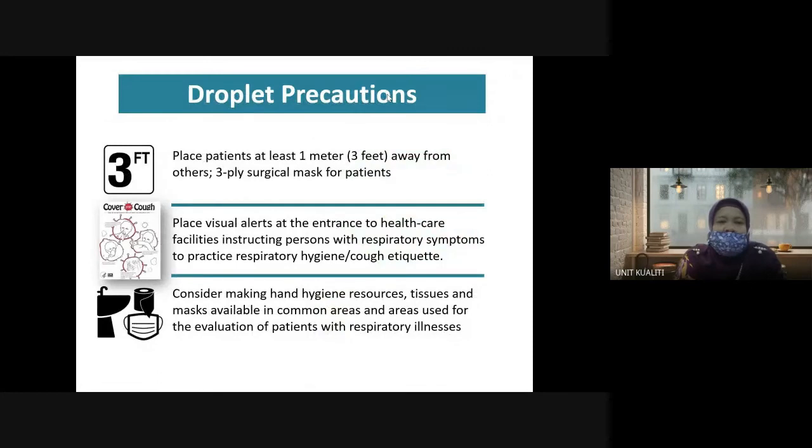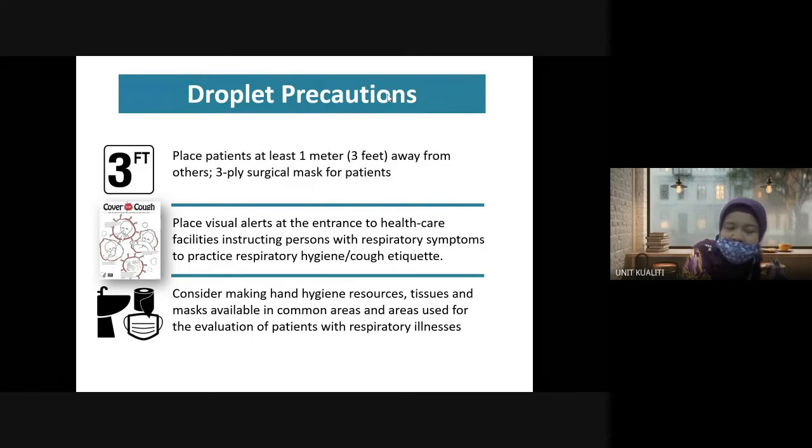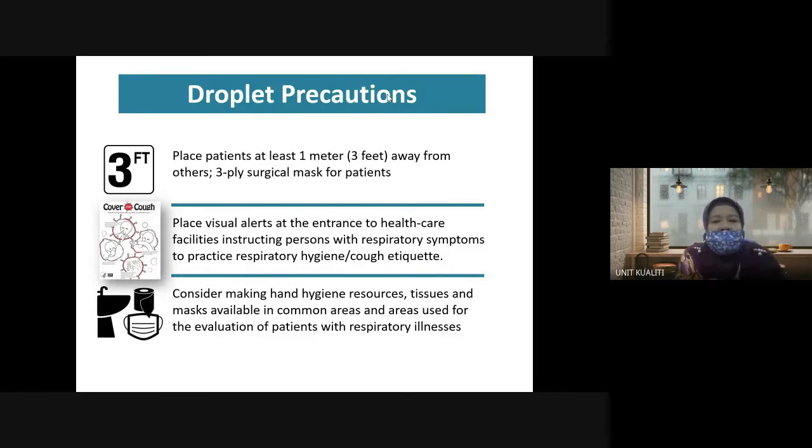Okay, for this patient, we must place the patient at least 1 meter or 3 feet away from others. We must apply a three-ply surgical mask for the patient. Must place visual alerts at the entrance to healthcare facilities, instructing persons with respiratory symptoms to practice respiratory hygiene or cough etiquette, and also must consider making hand hygiene resources, tissues, and masks available in common areas and areas used for the evaluation of patients with respiratory illness.